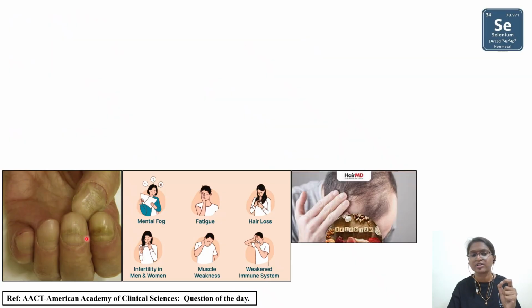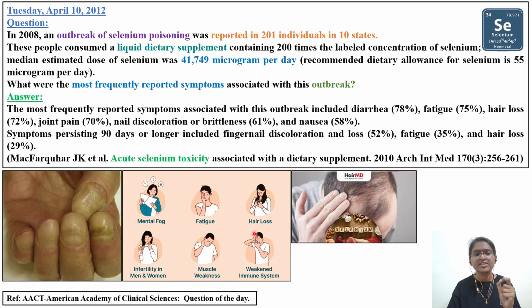So this is what I was talking about, how the nails are affected with the exposure to selenium. So we'll see another question. In the year 2008, there was an outbreak of selenium poisoning. What exactly happened is that a lot of dietary supplements are taken by gym workers or people like that. If that particular dietary composition has an excess of selenium, then some symptoms were there. So there was an outbreak in 2008.